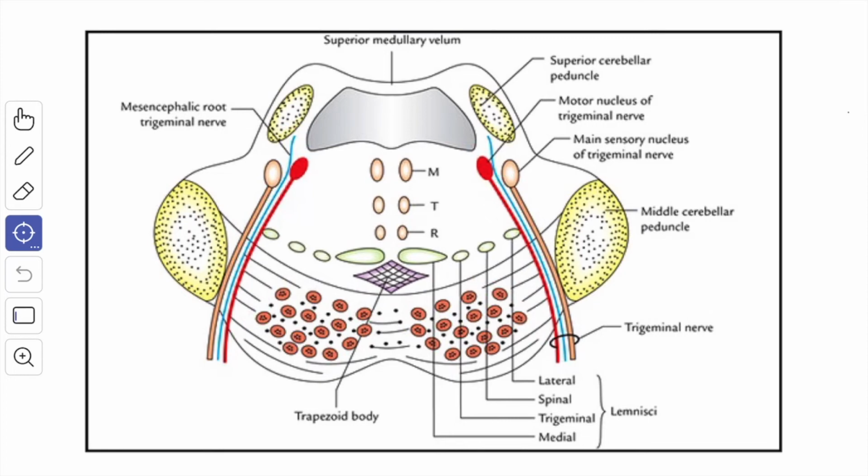The fibers from the motor nucleus constitute the motor root of the trigeminal nerve, which emerges through the ventral aspect of the pons medial to the sensory root. The motor root crosses the superior border of the petrous part of the temporal bone and passes posterior to the trigeminal ganglion. Then it passes through the foramen ovale and immediately joins the sensory root of the mandibular nerve.